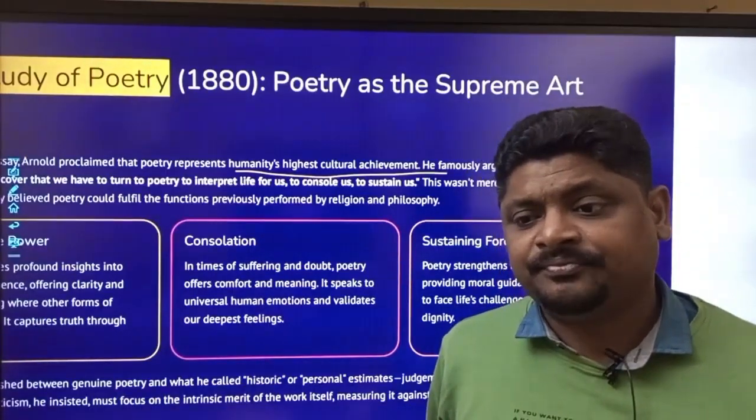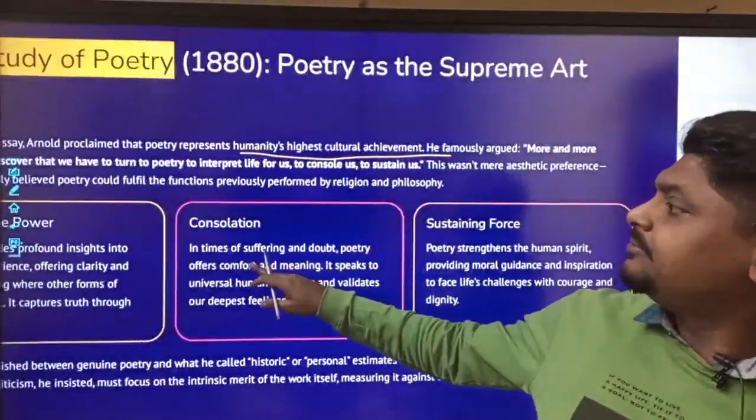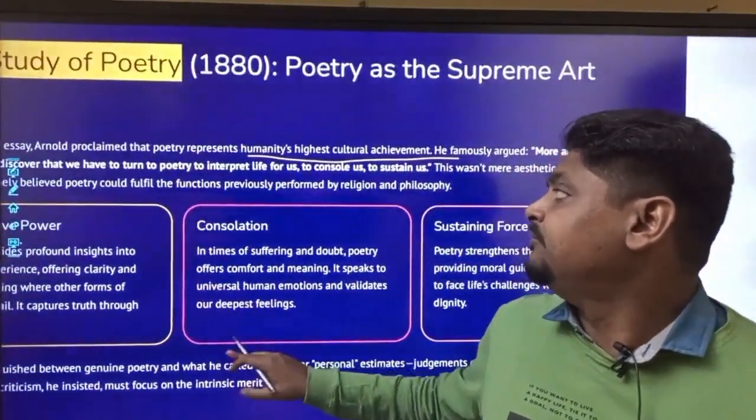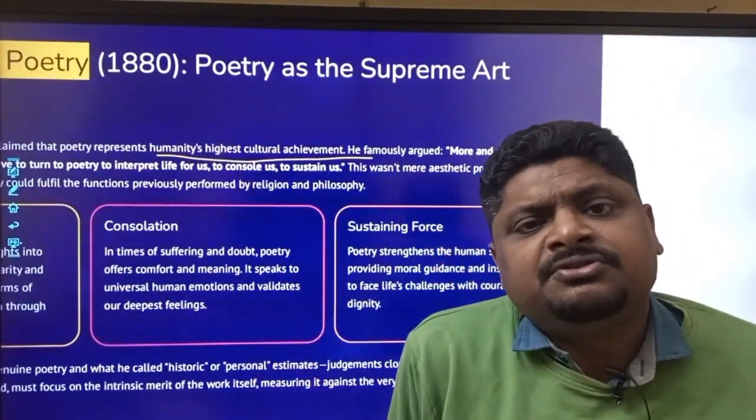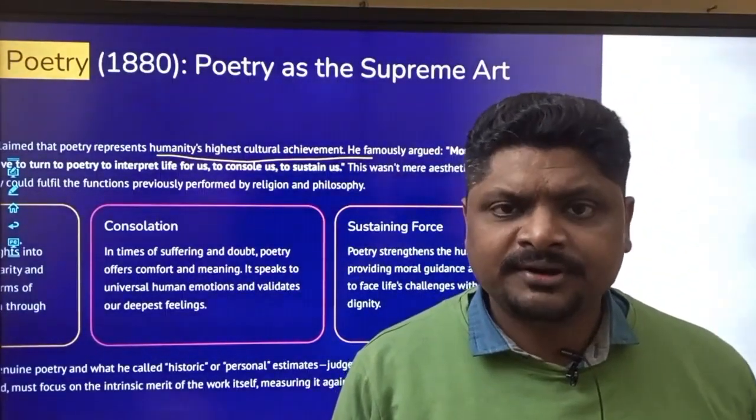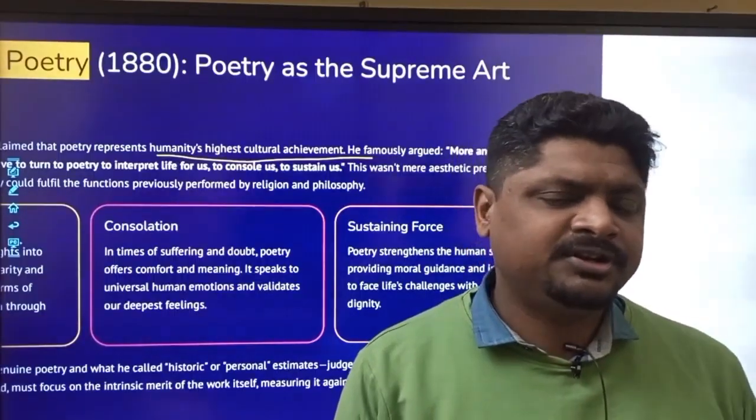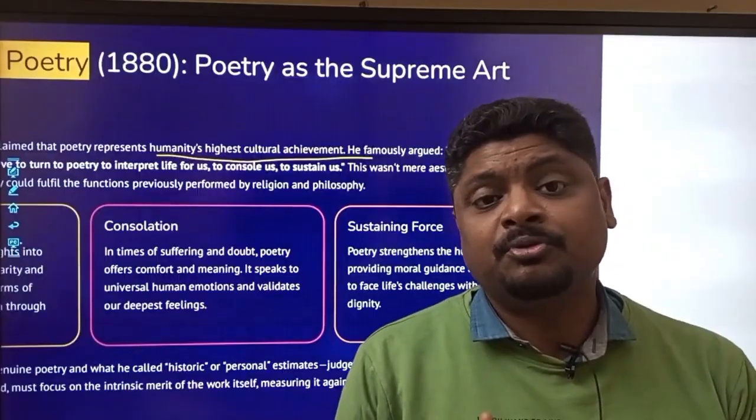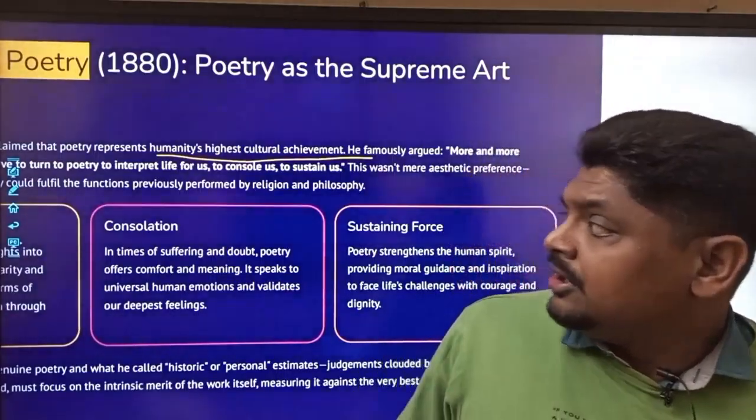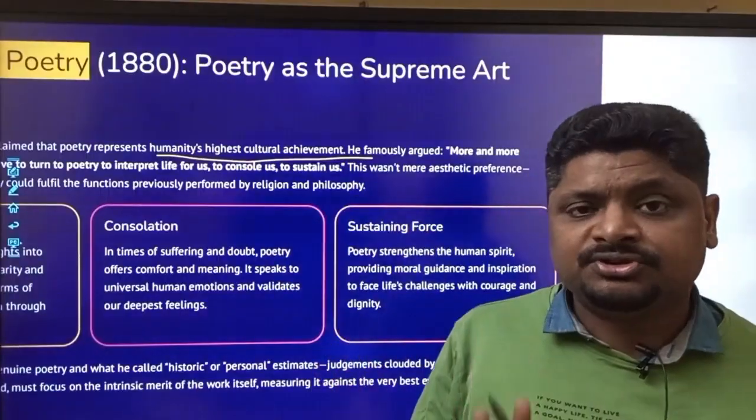Poetry can express humanity's expression. Okay, he famously argued more and more mankind will discover that we have to turn to poetry to interpret life for us, to console us, to sustain us. In this Victorian world, it has nothing except instability, chaos, disorder. So, which art form can bring us peace and stability? It is not novel, it is not drama, it is not any other art form except poetry. It is poetry that can provide peace, stability, morality, and poetry will help us to interpret life for us, to console us, to sustain us.